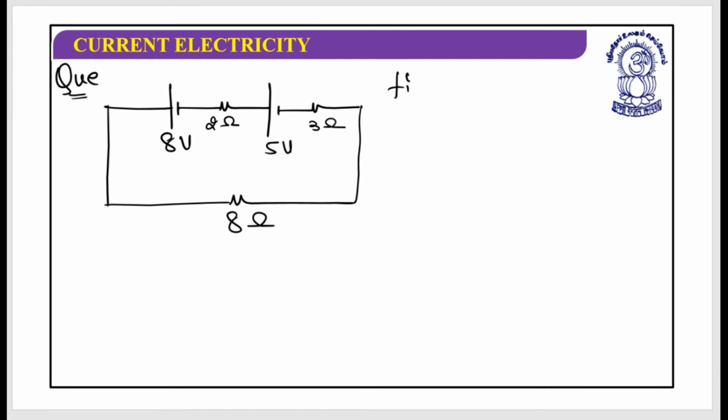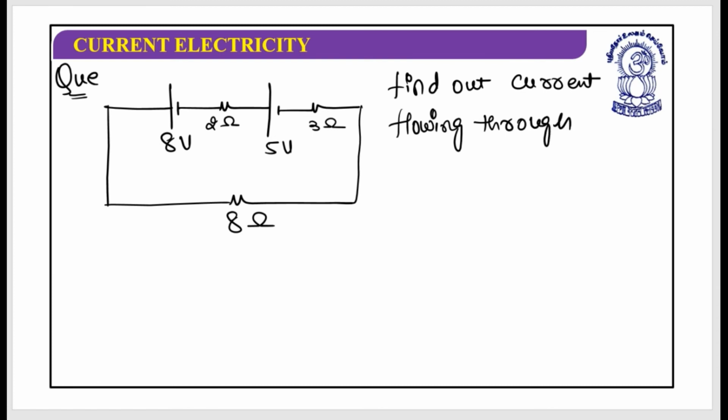So they say find out the current flowing through this circuit. This is the requirement: find out the current flowing through this circuit.